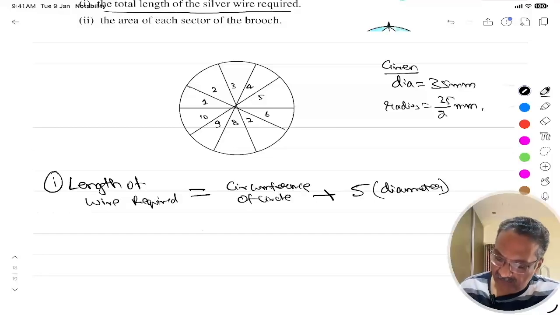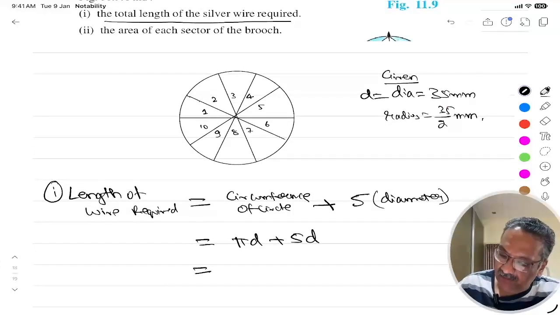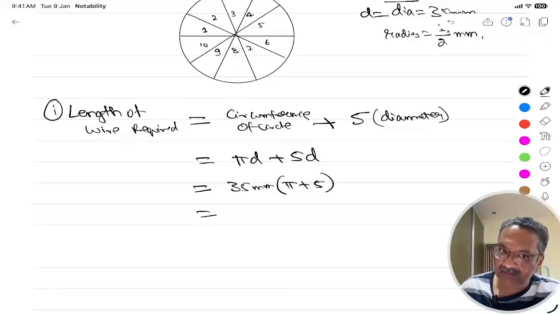So what is the circumference of the circle? It is nothing but pi d. Pi d plus 5d. Okay. Now we know diameter d is equal to 35, so we have got 35 mm. I will take it as common. Pi plus 5 is nothing but how much?